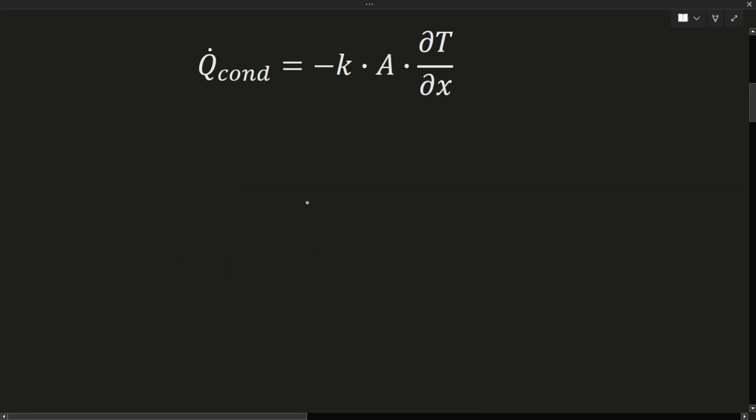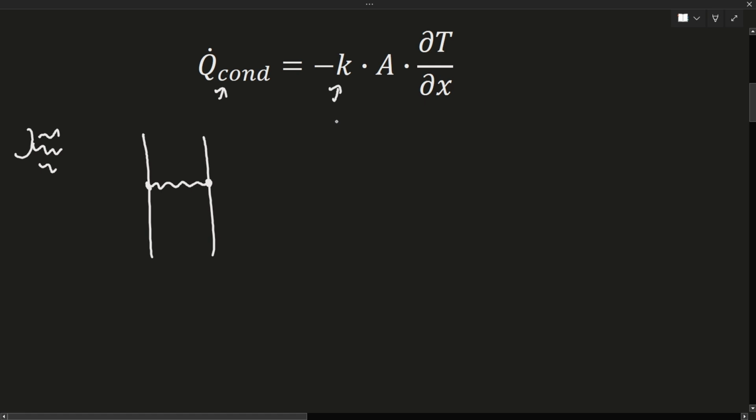Okay, so conduction is where heat is being transferred through a solid body. For example, let's take a wall, your house wall. Outside it's going to be very sunny, right? Heat is going to touch your wall, and that heat is going to travel through your wall to the inside of your house. So Q conduction here is basically how much heat is being transferred. It's in watts. Negative k is your thermal conductivity.